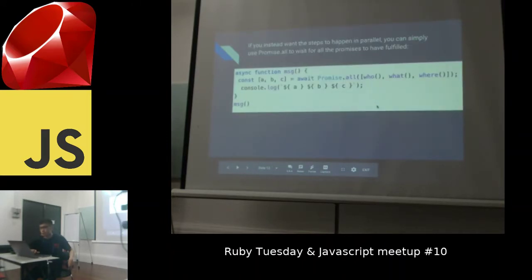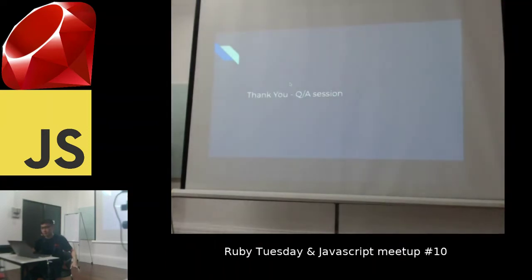So this is kind of the destructuring. Basically Promise.all takes an array of promises, and this is a JavaScript technique to destructure the array into variables so you can access A and B and C. So I think that's all for my slide.